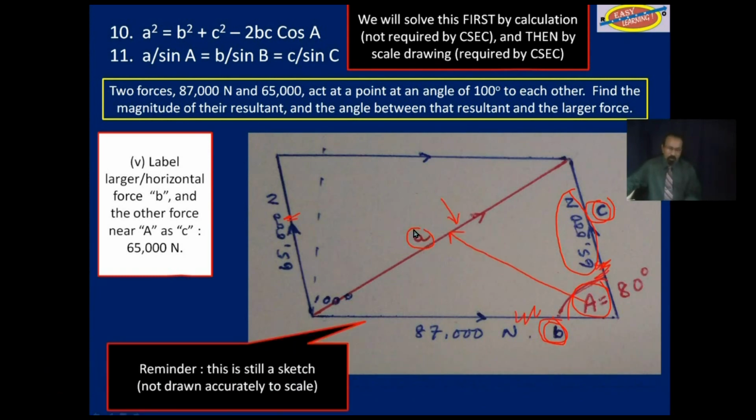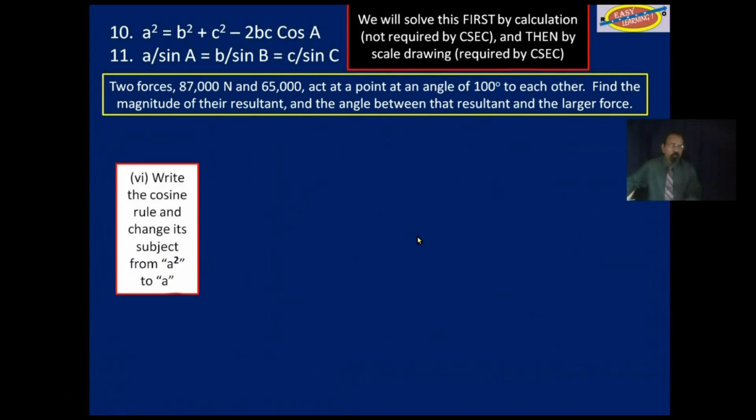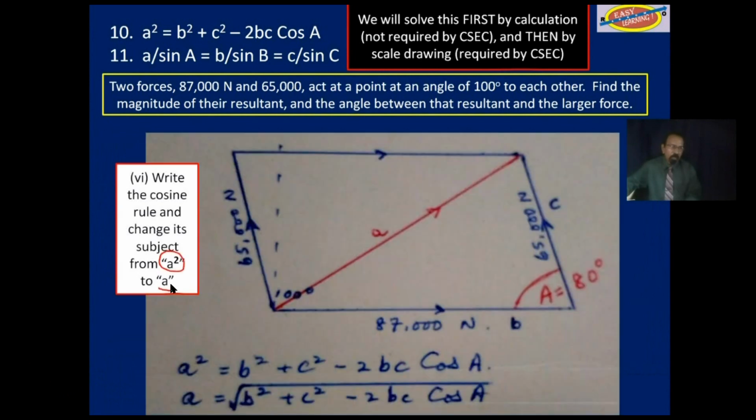Now remember, this is still a sketch. You write the cosine rule and change its subject from A squared to A. So this is our cosine rule. Remove that square from there, and so we get A is equal to the square root of everything else on the right-hand side.